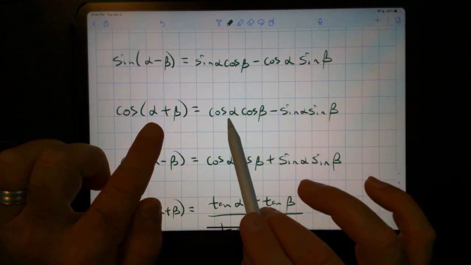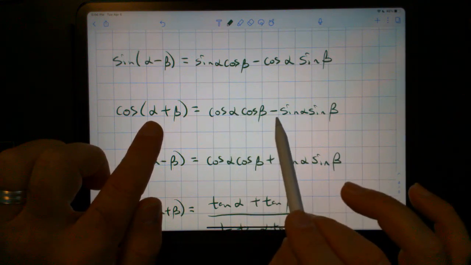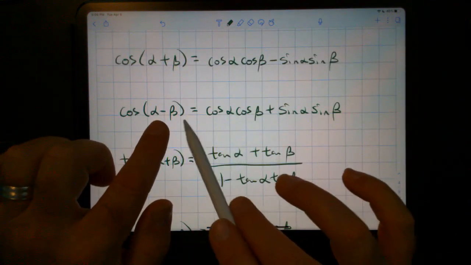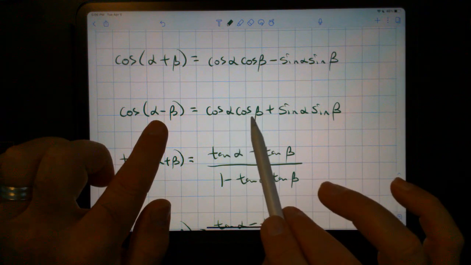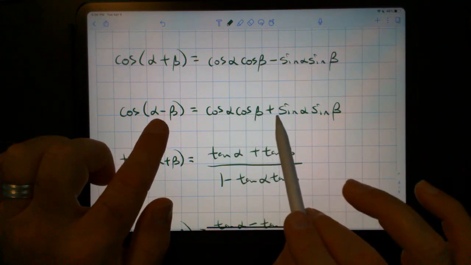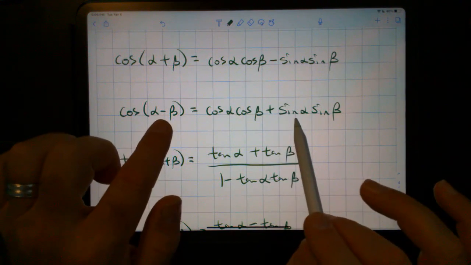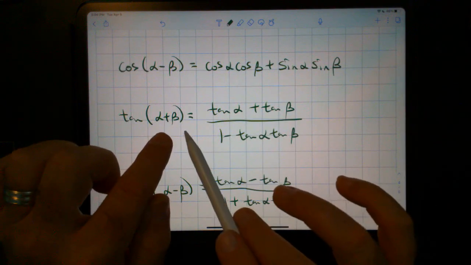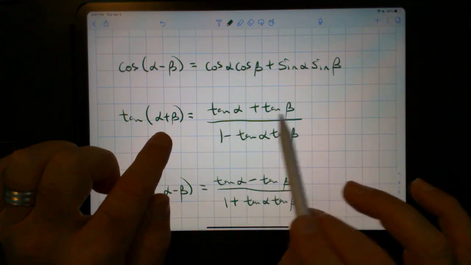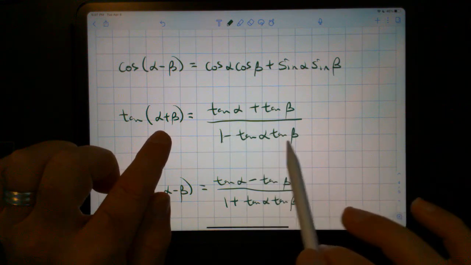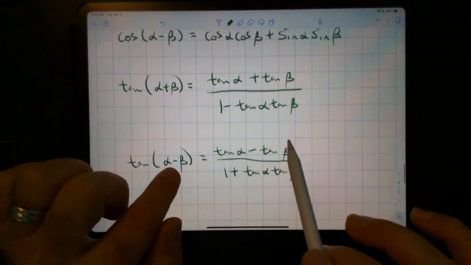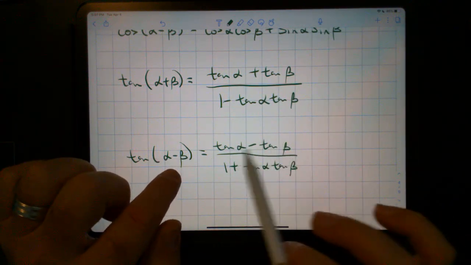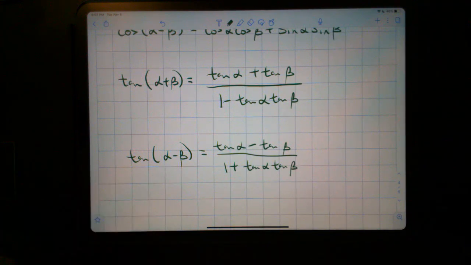Cosine alpha plus beta, cosine of the first, cosine of the second, minus sine of the first times sine of the second. Cosine of alpha minus beta, cosine of the first times cosine of the second, plus, with cosine, they're alternating signs, sine alpha times sine beta. We get tangent alpha plus beta is tangent alpha plus tangent beta divided by 1 minus the product. And then if we are subtracting, tangent alpha minus beta, you have tangent alpha minus tangent beta, all divided by 1 plus tangent alpha tangent beta.